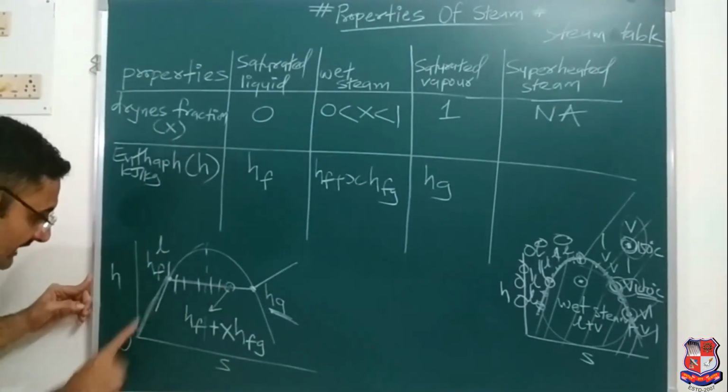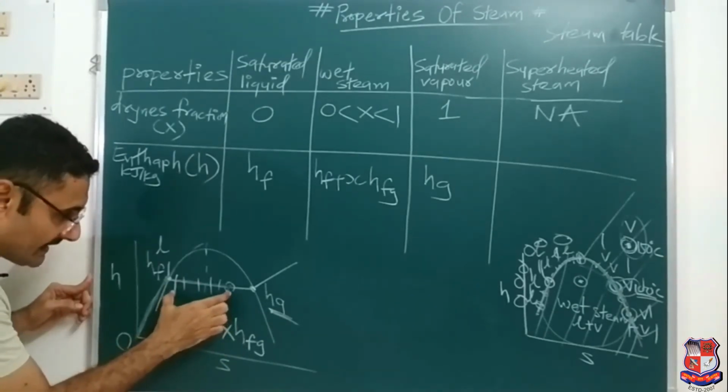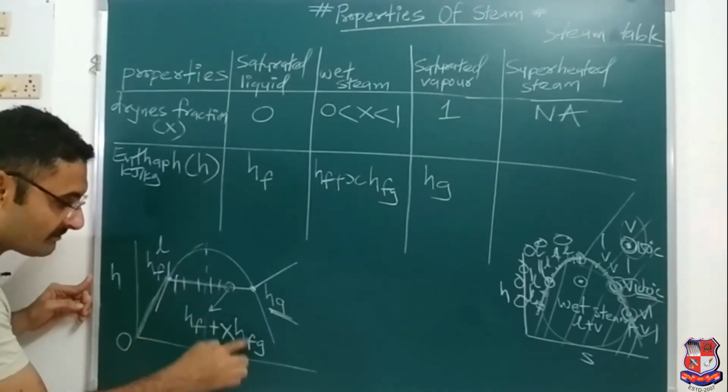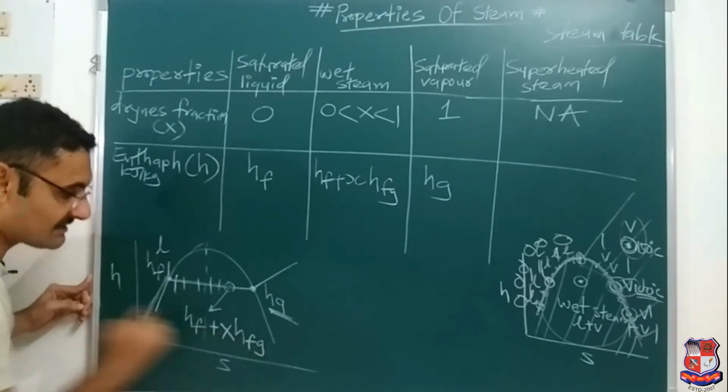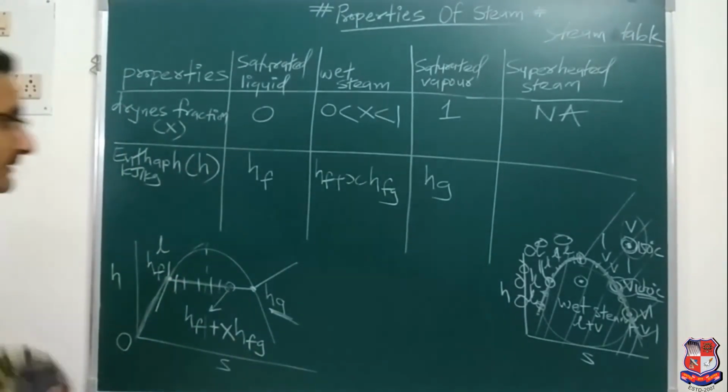So on this point, that much distance Hf plus whatever dryness fraction x is there, multiplied with Hfg, because on that point vapor and liquid both are present. Like this also you can remember, or directly you can remember this equation.